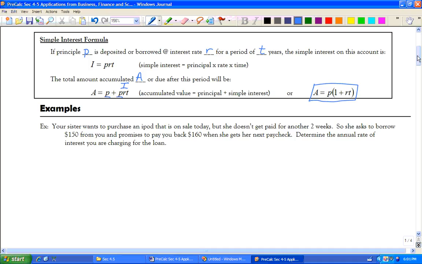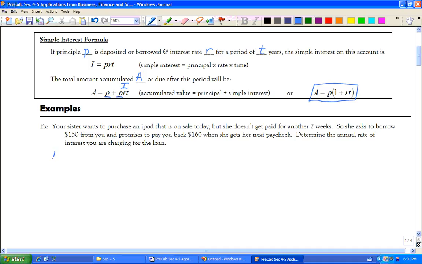So let's take a look at our example. Your sister wants to purchase an iPod that's on sale today, but she doesn't get paid for another 2 weeks. So she asks to borrow $150 from you and promises to pay you back $160 when she gets her next paycheck. Determine the annual percent rate of interest that you charge on the loan.